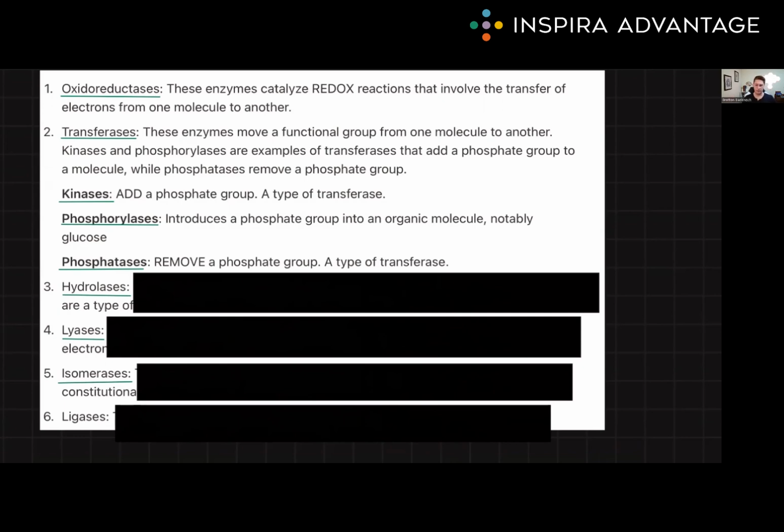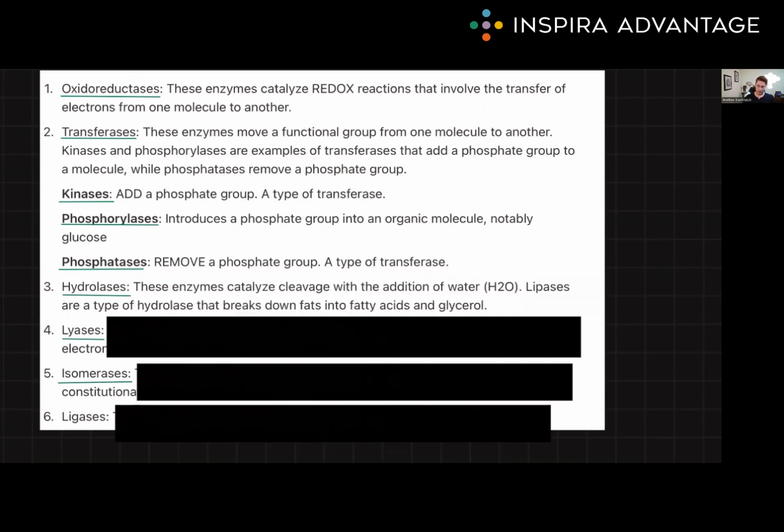Next up, we've got the hydrolases. These enzymes catalyze cleavage with the addition of water. So this means it's literally using water to break apart a molecule. A common type of hydrolase you're going to run across on the MCAT is called a lipase. This is a type of hydrolase that's going to break down fats into fatty acids and their glycerol components.